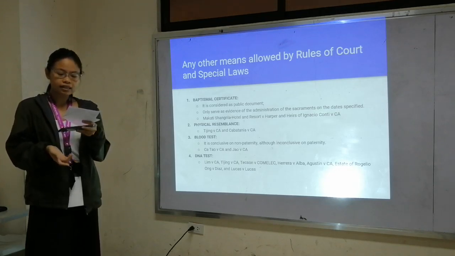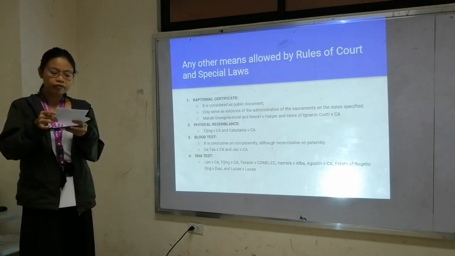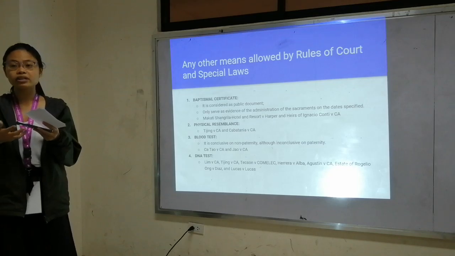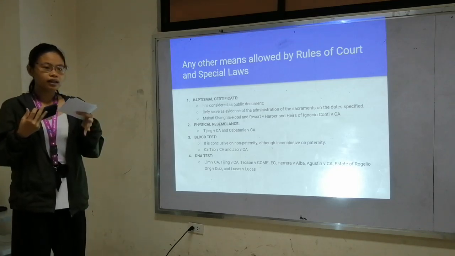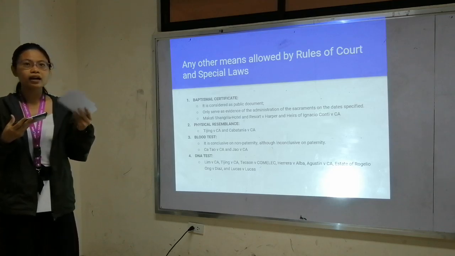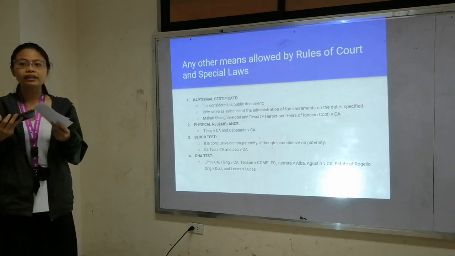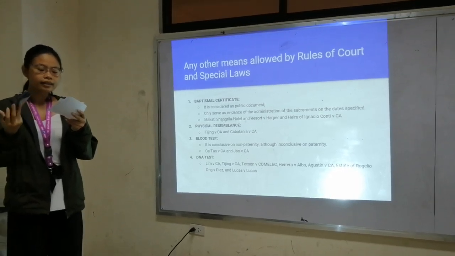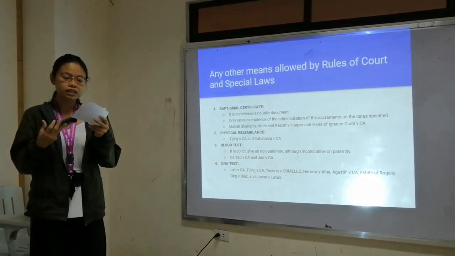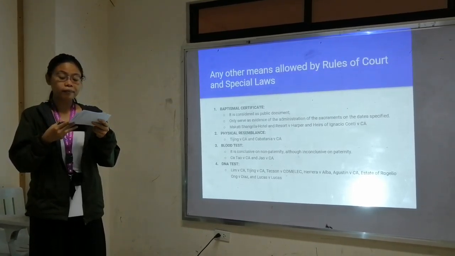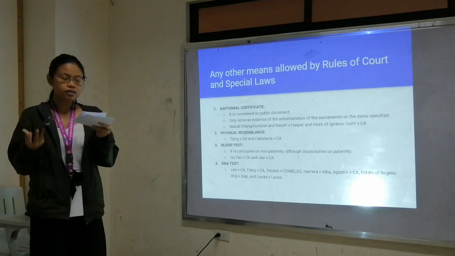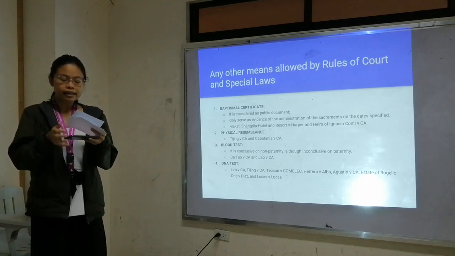The RTC dismissed the complaint filed by Monina. However, when she appealed to the CA, it granted the reversal of the decision of the RTC. And so Francisco elevated the case to the Supreme Court, and the issue here is whether Monina established filiation as Francisco's illegitimate daughter by preponderance of evidence. The Supreme Court said yes.